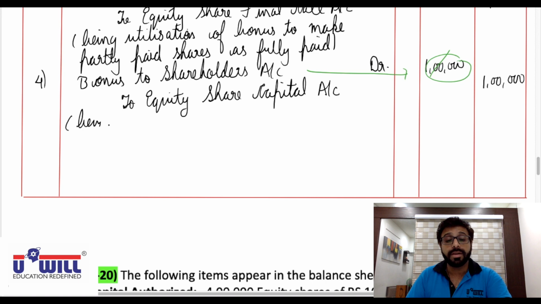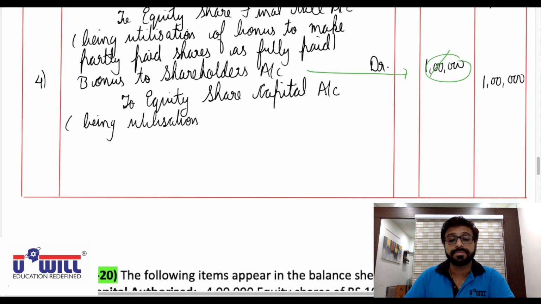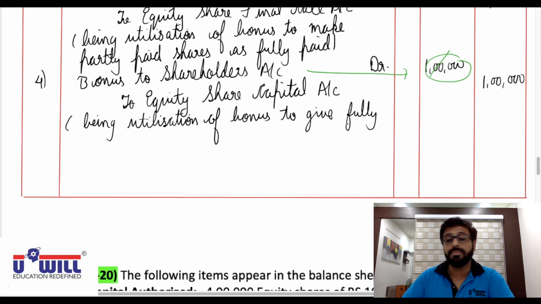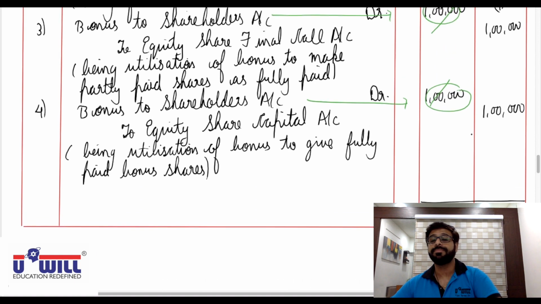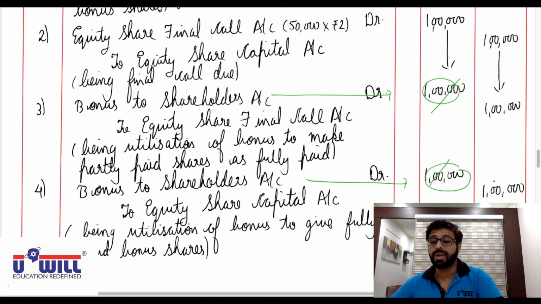Being utilization of bonus to give fully paid bonus shares. Ratio is not given, so simply to give fully paid bonus shares. Okay, 4 entries will come in all because we combined the first entry. So total would be 2 lakh, 3 lakh, 4 lakh, 5 lakhs.